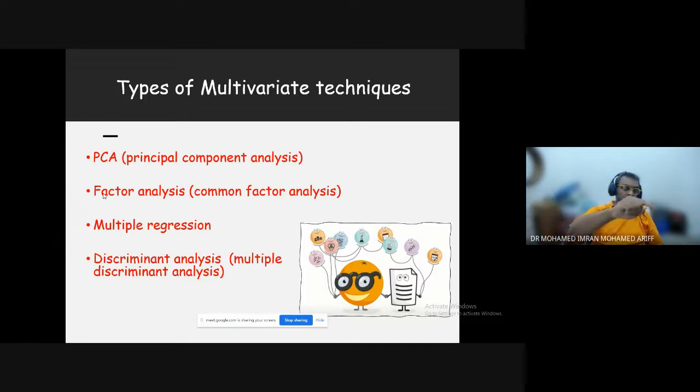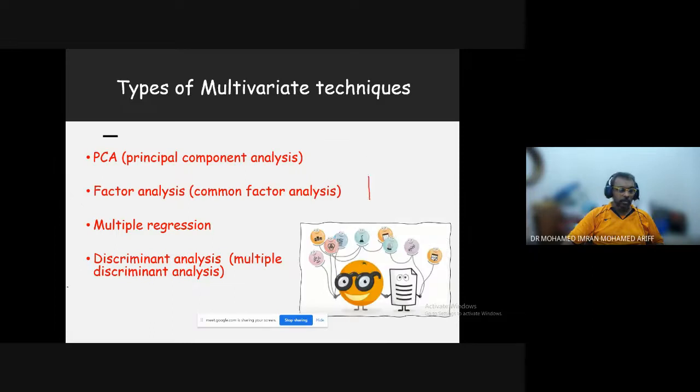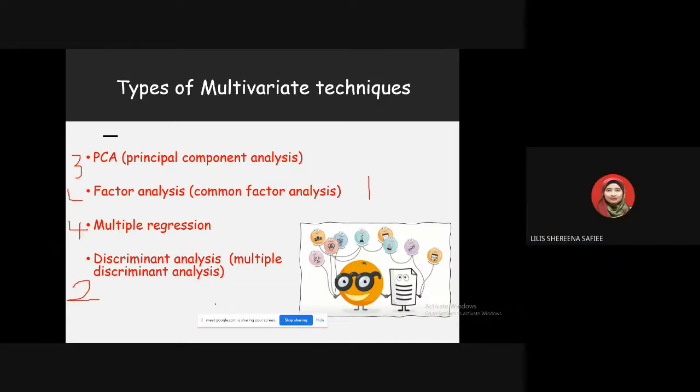So step 1, factor analysis and discriminant analysis can be done together. But after that you do PCA, and then finally you do your multiple regression. So the numbers are 1, 2, 3, 4. Okay, thank you Doktor.